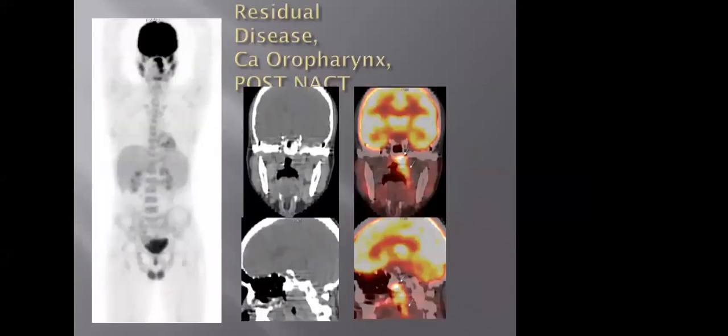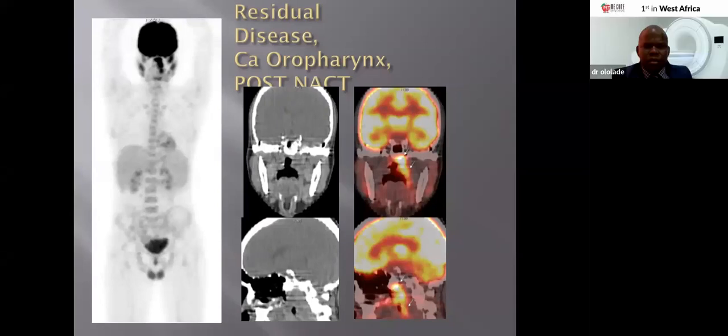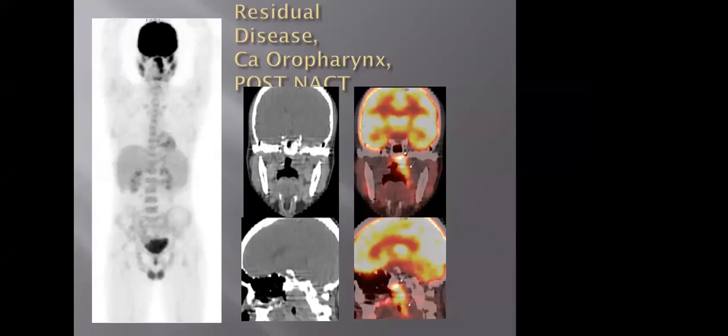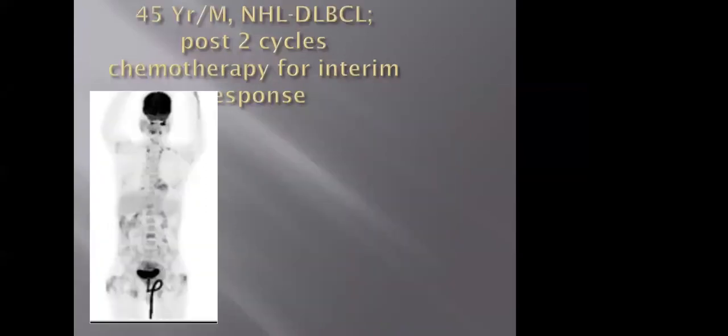Coming to the partial treatment response evaluation. This was a case of CA oropharynx, no previous PET CT imaging available. After the NACT, the patient came to us and we picked up that there is still sufficient disease left in the oropharynx, but no other distant metastasis. Next slide.